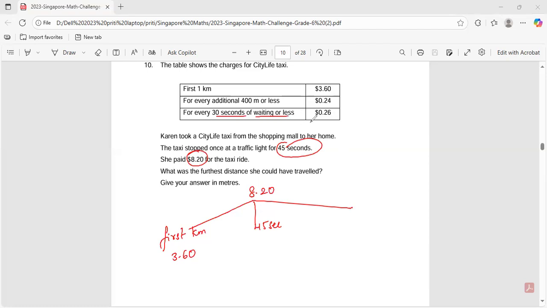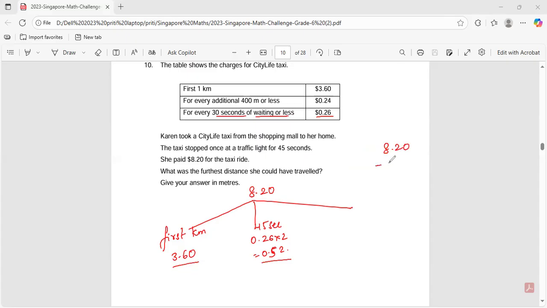For every 30 seconds of waiting or less, it is $0.26. So even for 45 seconds, he could have waited for 45 or maximum 60 or 55 seconds. So anything between 31 to 60 seconds of waiting time, you would still be charged 0.26. So even if this was just 31 seconds, you would still be charged for the whole 30-second bracket, right? So for the waiting time, she was charged 0.52.